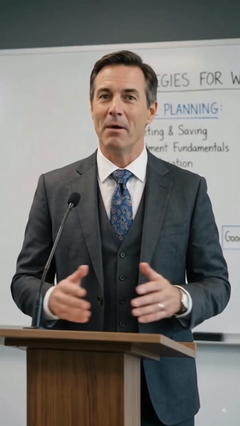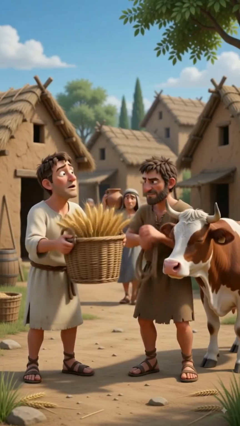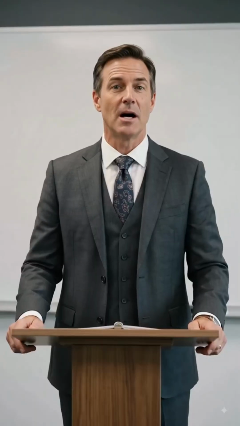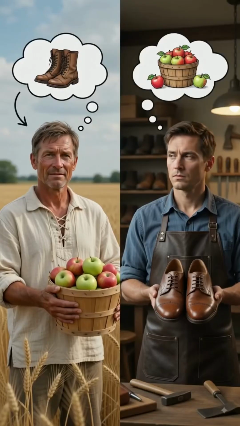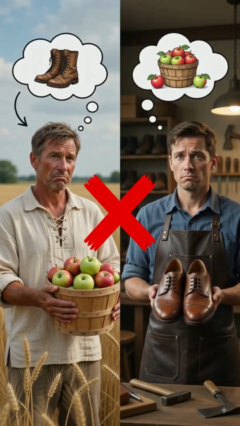Thousands of years ago, money didn't exist. If I had wheat and you had a cow, we bartered. But there was a massive problem. It's called the double coincidence of wants. What if I want your cow, but you don't want my wheat? Trade freezes. Progress stops.